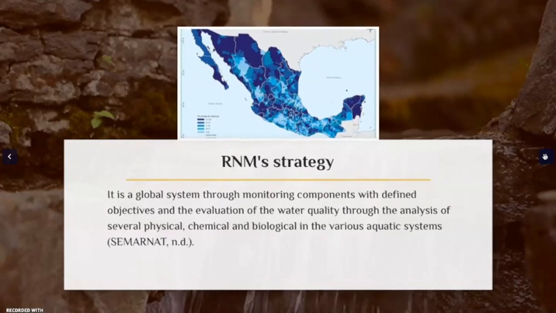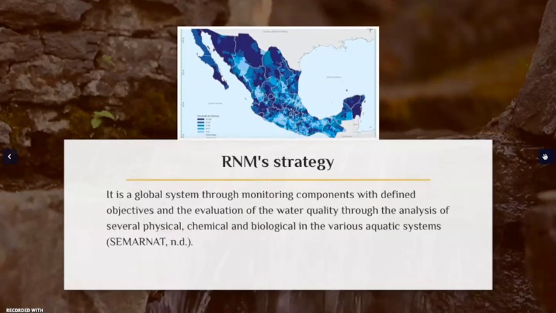The R&M's strategy is a global system through monitoring components with defined objectives and the evaluation of the water quality through the analysis of several physical, chemical, and biological parameters in the various aquatic systems. Because the R&M determines the quality of water with frequencies and suitable parameters in the main bodies of water, this allows the evaluation of the effects of climate change, the management of national and international sites of interest such as the zones with the lowest quality of water, protected touristic zones and natural areas, and the improvement of the sources of supply of diverse populations and the habitat of the flora and fauna.